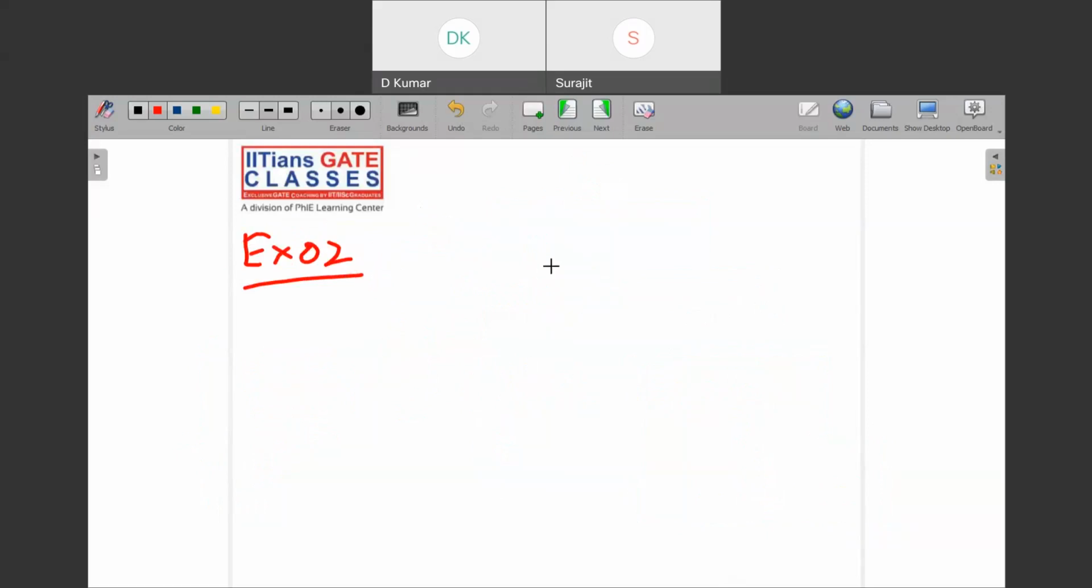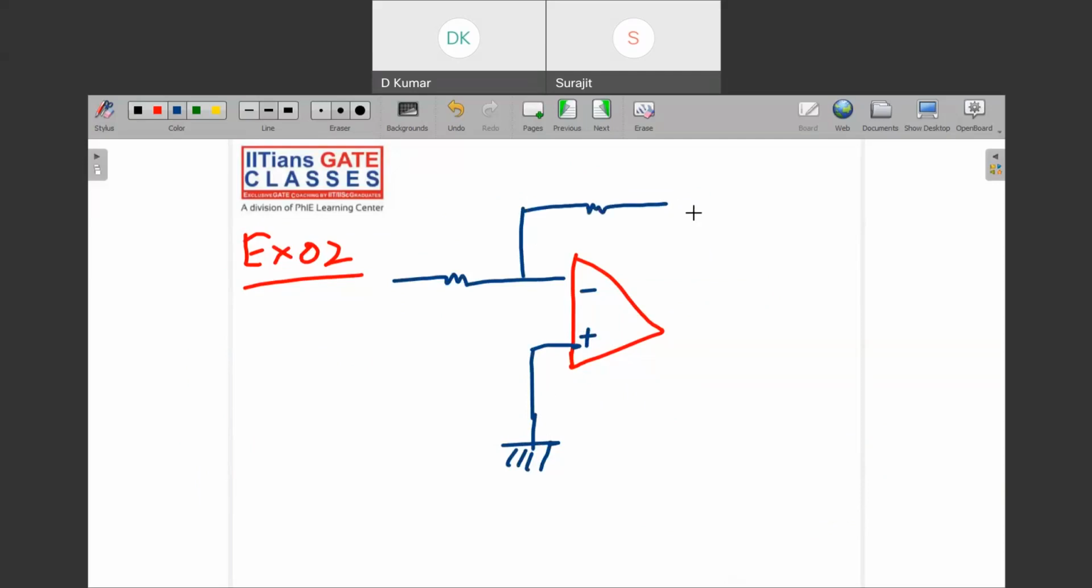The circuit looks like this, a very easy circuit. This is minus, these are the op-amp signs, and this is the ground here, and there is a resistance. Now, this time they have given this kind of a T network for feedback resistance, and this is directly connected to the output.